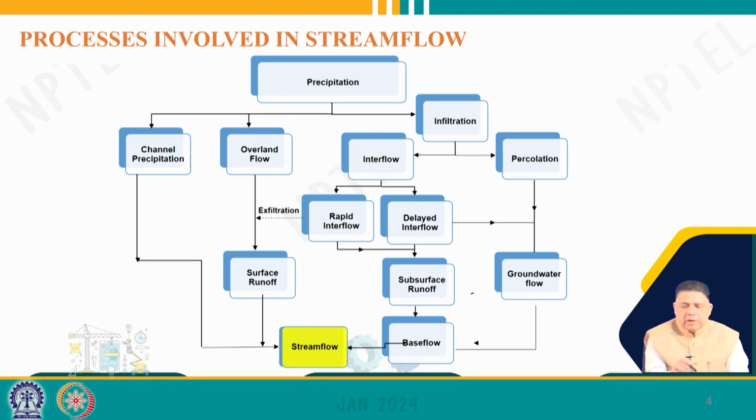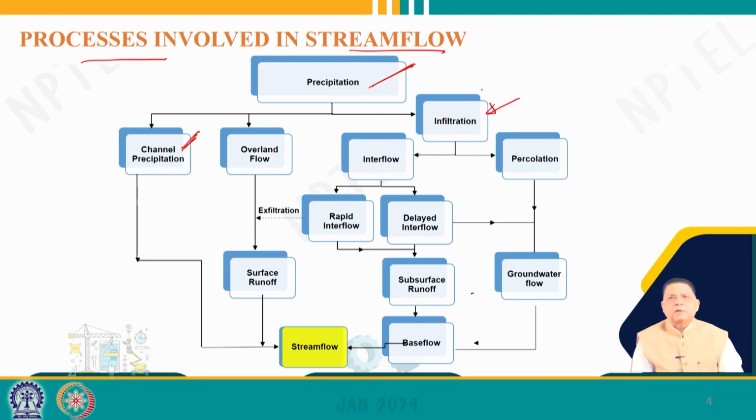If you look at the processes involved in streamflow, obviously it all starts with precipitation. When precipitation occurs, a part of it falls directly on the channel or stream or the river. That is channel precipitation. Other than that, the precipitation water comes in contact with the soil surface, the infiltration starts, and after satisfying the infiltration process, the overland flow occurs.